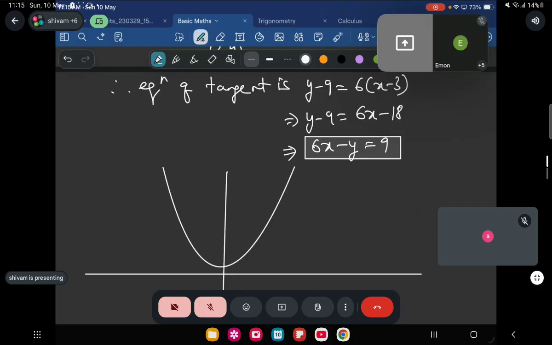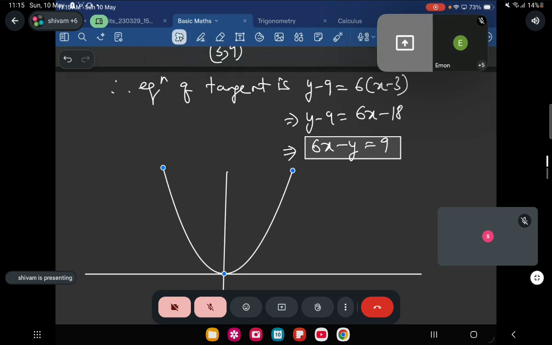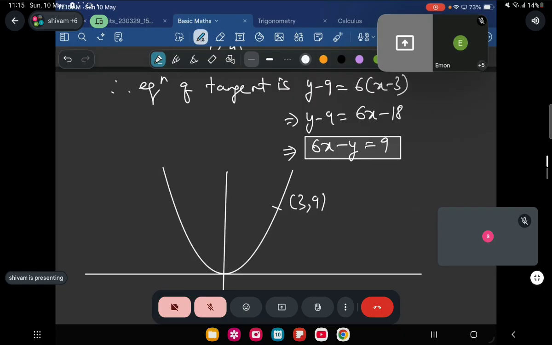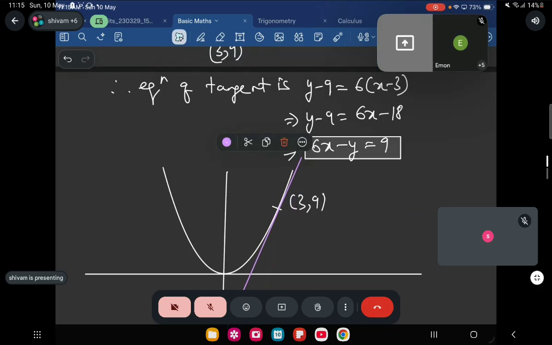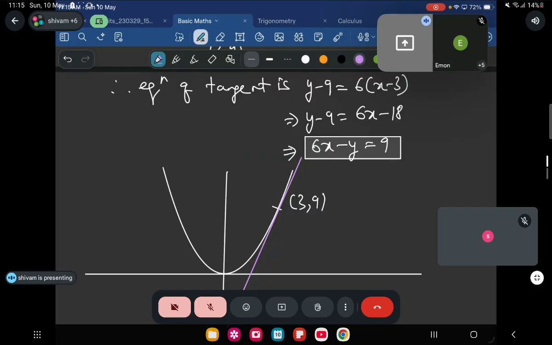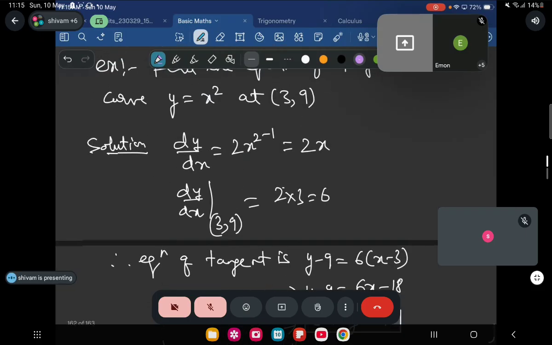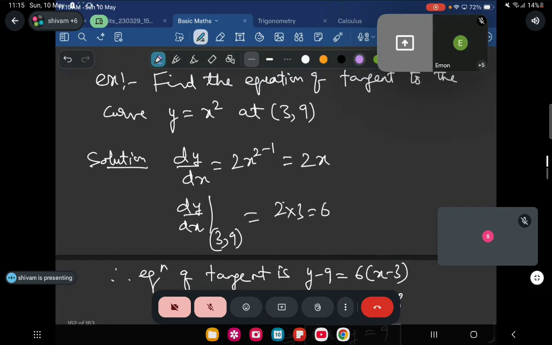This is the graph of y equal to x square, and this is the point (3, 9). So if you draw the tangent, it will look somewhat like this. The slope of this tangent is equal to 6. Is it clear? Tell me, do you have a doubt?